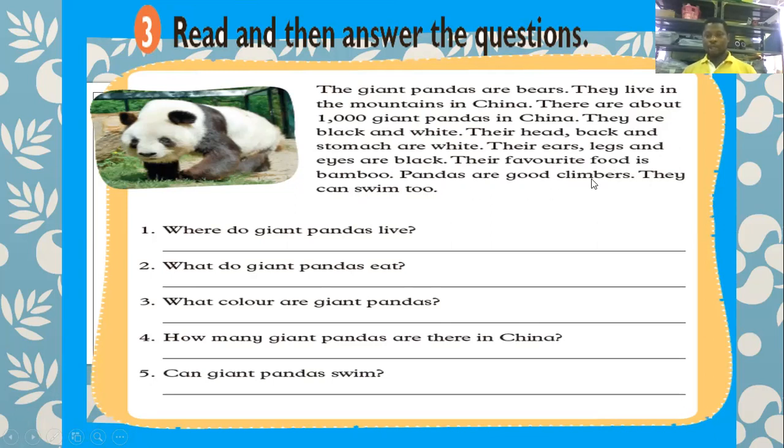Pandas are good climbers. They can swim too. Okay, so let's read again one more time about pandas. The giant pandas are bears. They live in the mountains in China. There are about 1,000 giant pandas in China.